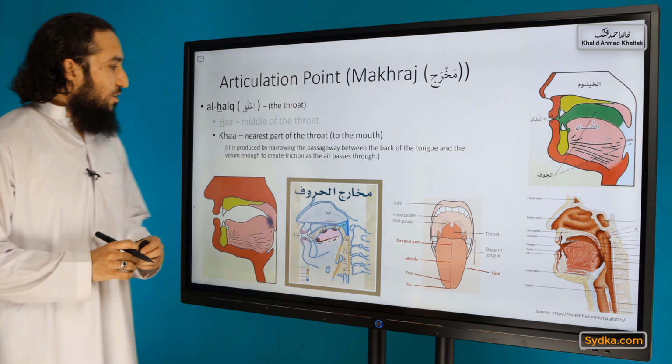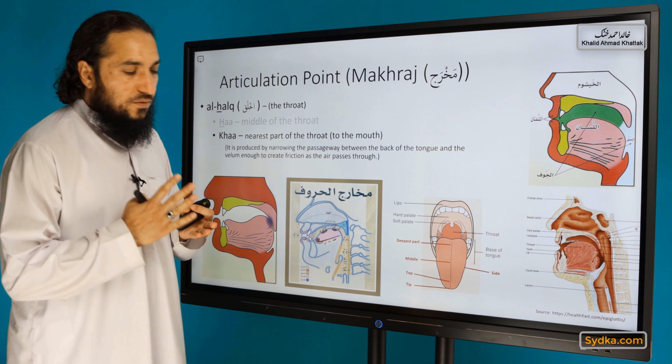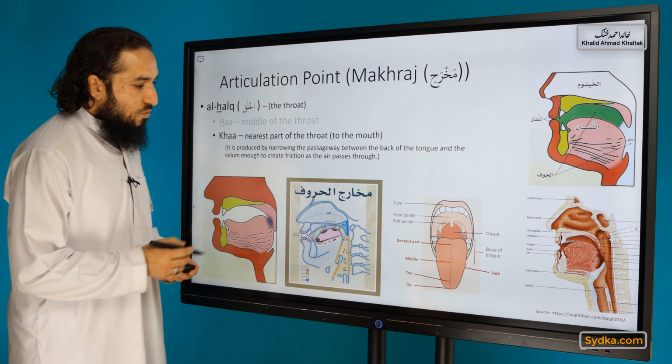What is its articulation point? It is one of the throat letters. So from the throat we have 6 letters, and Khaa is one of them.